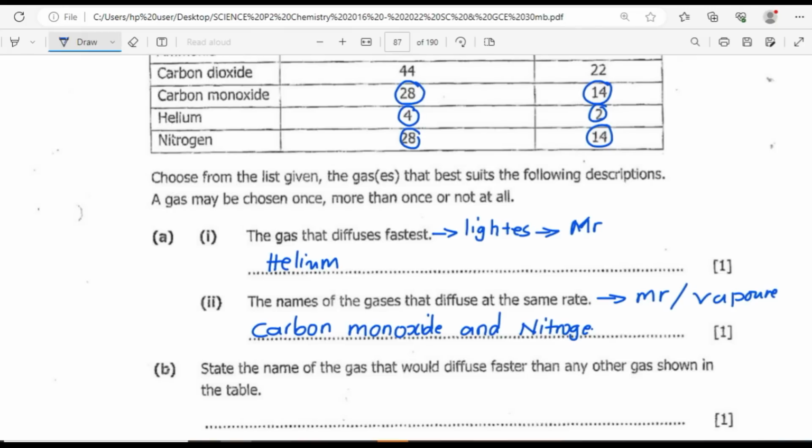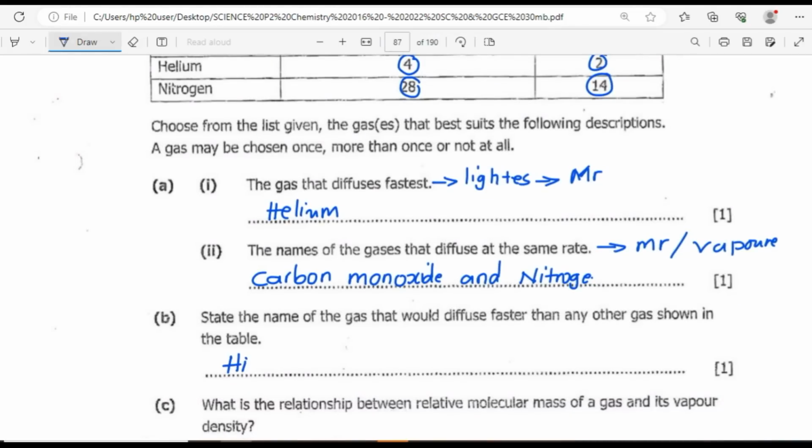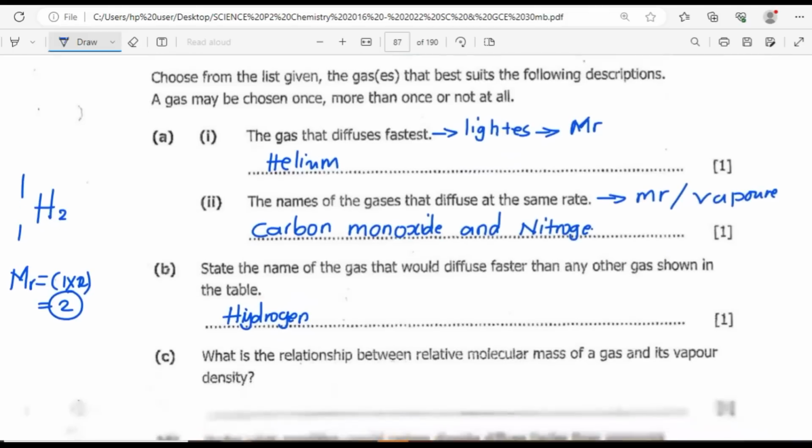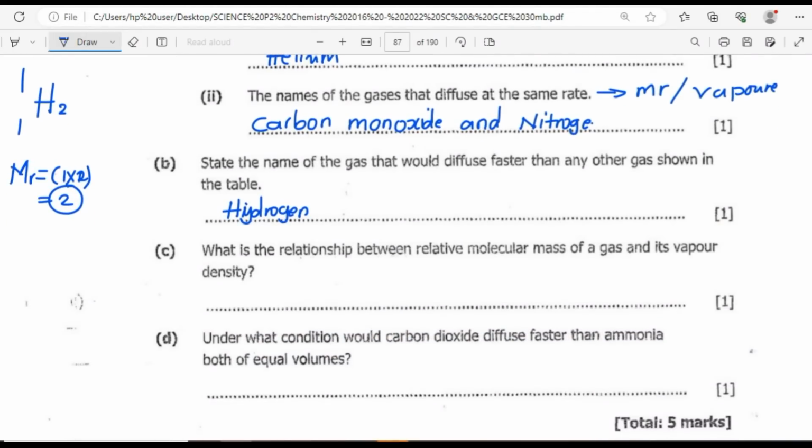Then state the name of the gas that will diffuse faster than any other gas not shown in the table. So that is just hydrogen. We know that hydrogen is the lightest, because hydrogen has a mass number of 1, so 1 times 2 will give us 2. The lowest from the table is 4. So you can see that hydrogen is the lightest gas, so in terms of diffusion, this would diffuse fast.